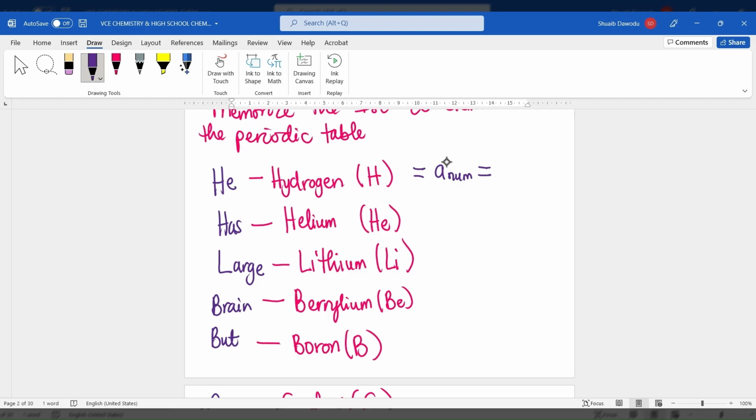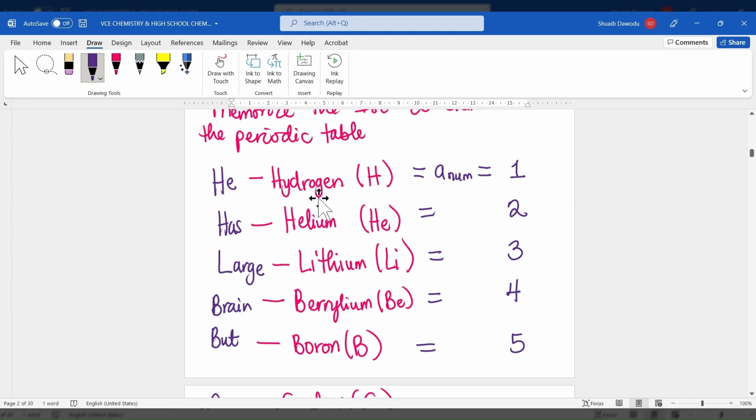So the atomic number for hydrogen is simply 1. Atomic number for helium is 2. The atomic number for lithium is 3. And note, this is going to equal the number of electrons, the number of protons, as well as the atomic number. So we have beryllium. So the atomic number is 4, meaning the number of protons is 4, and the number of electrons is also 4. So you have boron.